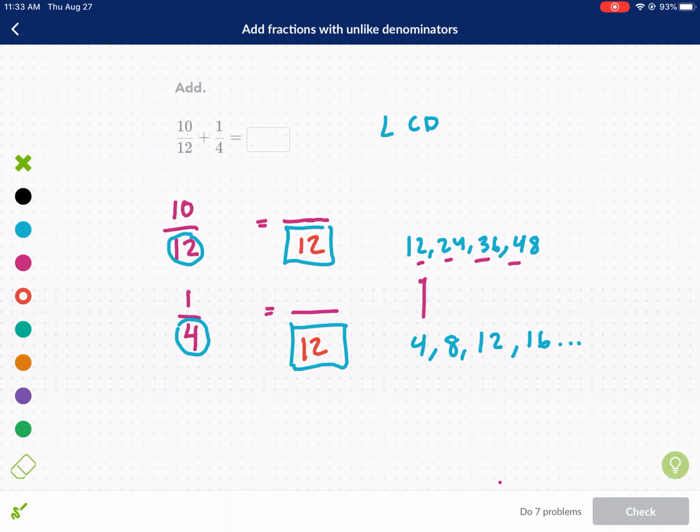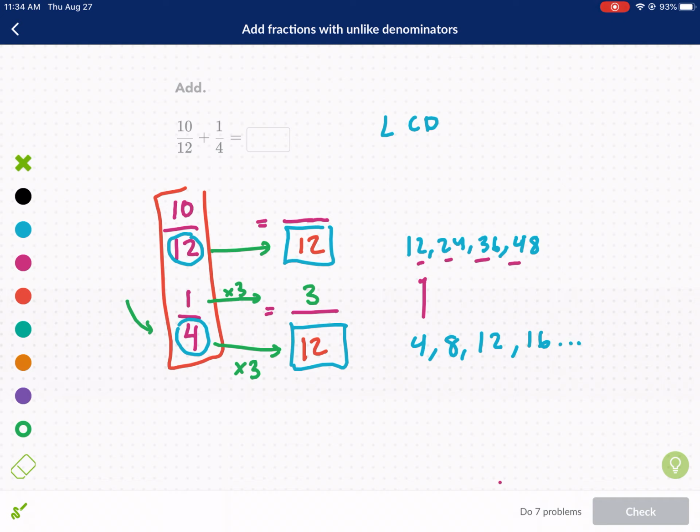Now, what do we have to do to each of these denominators in this section to turn the denominator into 12? Well, for this case, in the bottom, that's where I'm looking right now. I know you can't see where my eyes are. We multiply by 3. You can't just multiply the denominator by 3. What you do to the bottom, you have to do to the top. So multiply this by 3, you get 3 over 12.